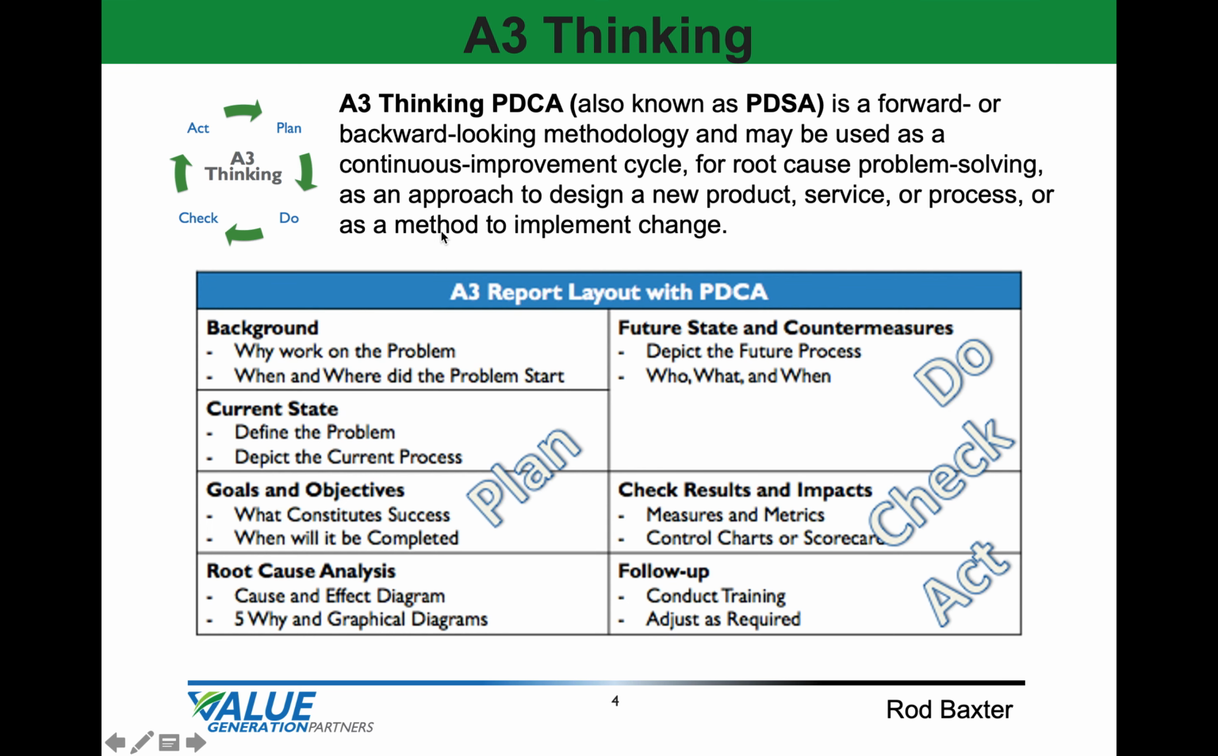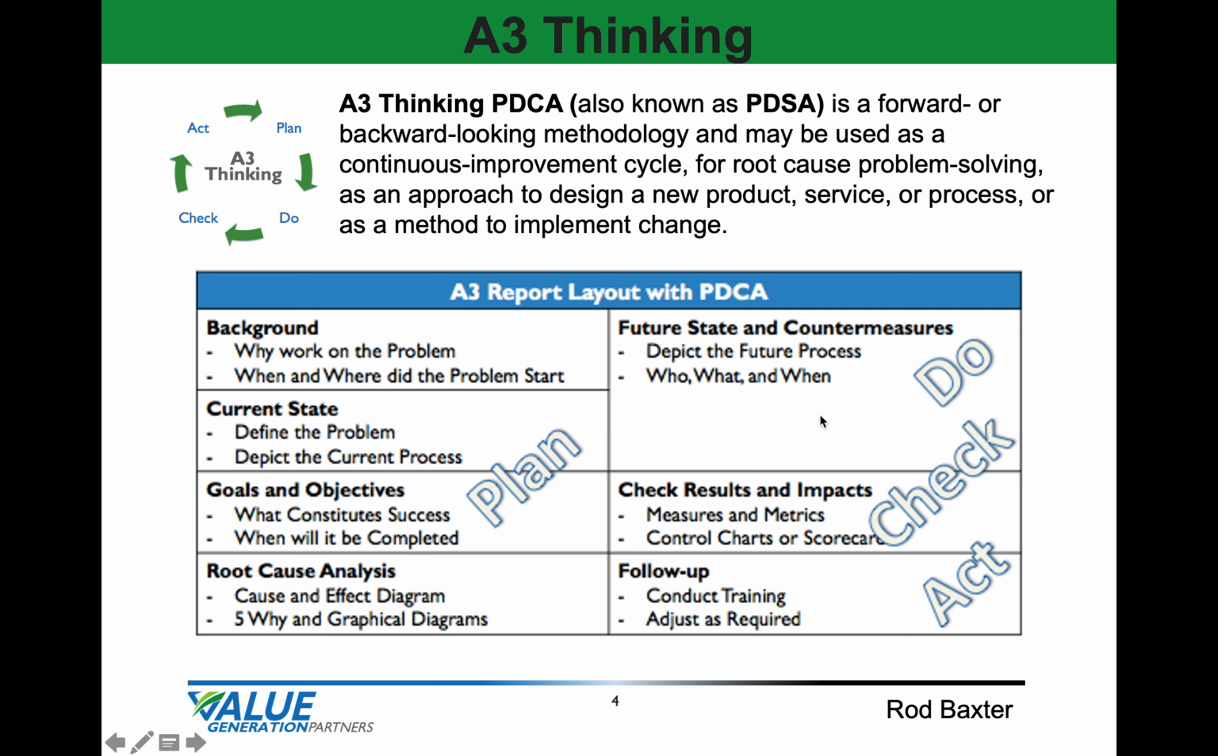So let's start with A3 thinking. All these are going to look like continuous improvement methodologies. This is the storyboard for A3 report layout with Plan, Do, Check, Act. First, we'll have the background. Why work on the problem? When and where did the problem start? We'll have the current state. We'll define the problem and depict the current process. We'll have our goals and objectives. What constitutes success and when will it be completed? We'll have our root cause analysis with cause and effect diagram or fishbone diagram and our 5 why root cause analysis. This is the planning phase.